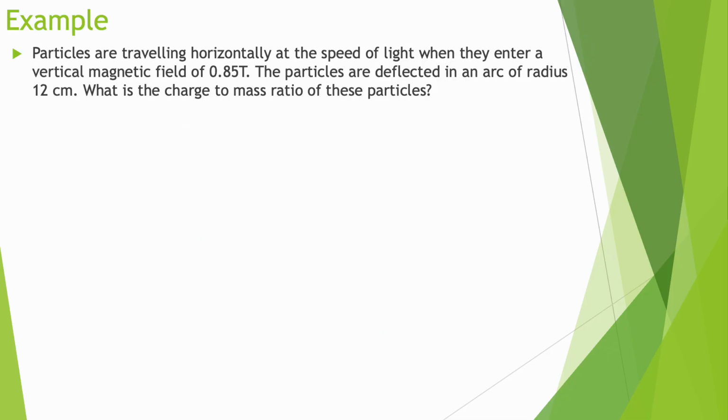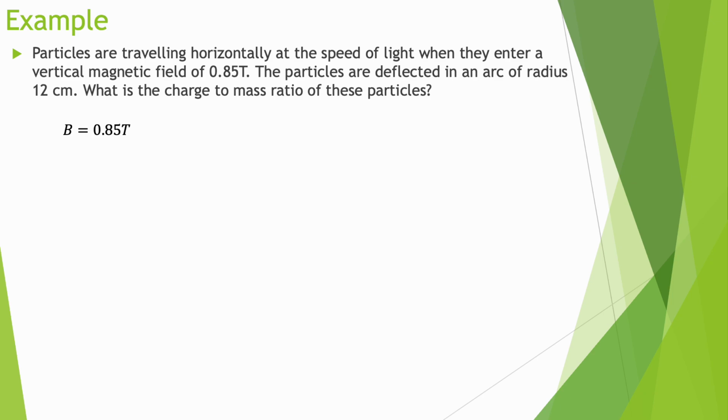So we'll look at an example. Particles are traveling horizontally at the speed of light when they enter a vertical magnetic field of 0.85 teslas. If the particles are deflected in an arc of radius of 12 centimeters, what is the charge to mass ratio of these particles? So I would start by writing out what information we have.